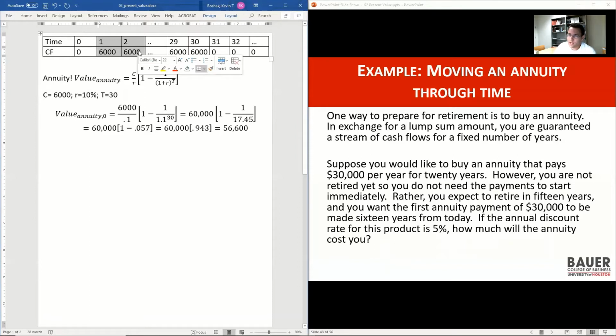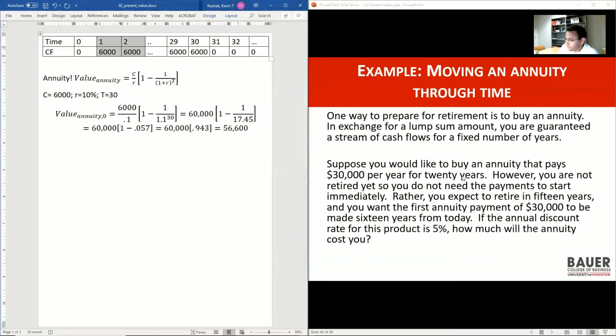But if you're saving for retirement, if I'm 30 or 33 years old, it doesn't do me any good to buy an annuity that starts paying off 1 year from now. I'm not going to retire at 34. You want an annuity that starts paying when you retire. So that's the spirit of this example. We're going to have an annuity that doesn't start paying until the future, but we want to know how much it would cost me now to set this up.